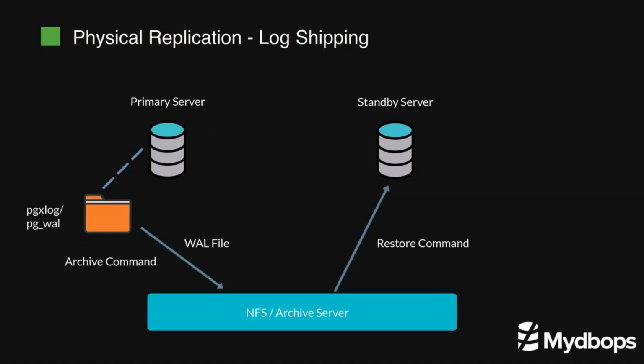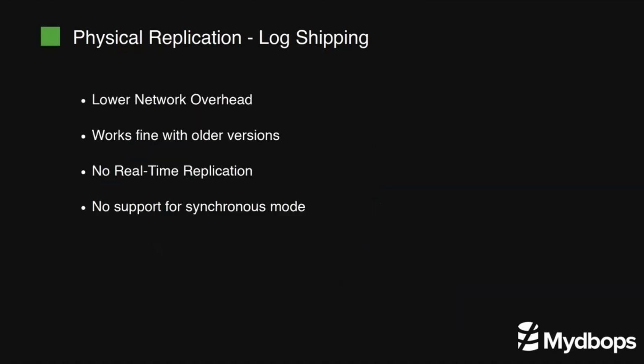So this is the architecture diagram of log shipping. We have a primary server. By default, all the WAL files are in pg_xlog or pg_wal. By using the archive command, we move that WAL file to either cloud or NFS storage. On the standby, by using the restore command, we retrieve the WAL file and apply it. So this is the mechanism of log shipping.